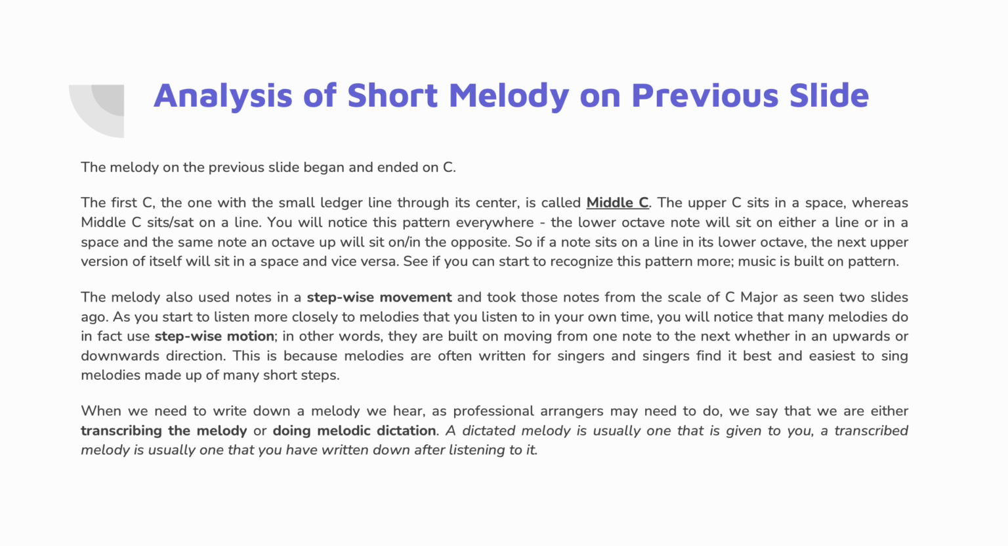When we need to write down a melody we hear, as professional arrangers may need to do, we say that we are either transcribing the melody or doing melodic dictation. A dictated melody is usually one that is given to you. A transcribed melody is usually one that you have written down after listening to it.